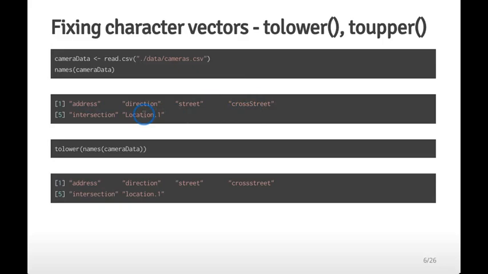Similarly, the 6th element of the vector has a .1 at the end, which might be confusing later when you're looking for the location variable. So the first thing that you can do is use the toLower function applied to a character vector to make all of the letters lowercase for all of the elements of that vector. For example, if we apply toLower to the names vector from the camera data, we see that the cross street element no longer has a capitalized S in it. Similarly, the location element now has a lowercase l to lead with.